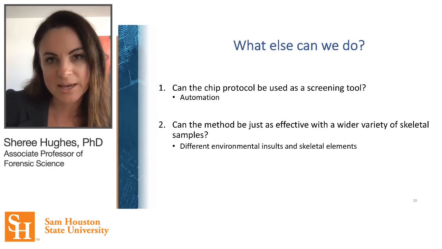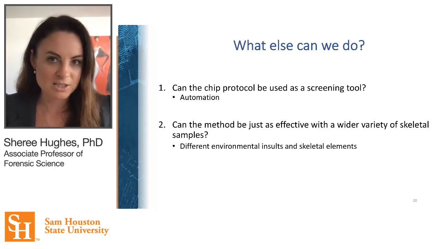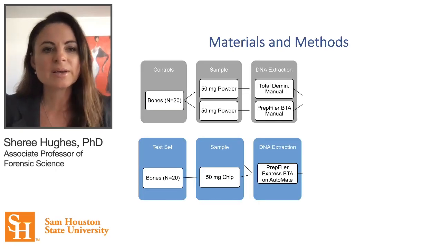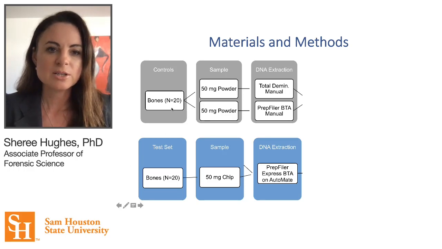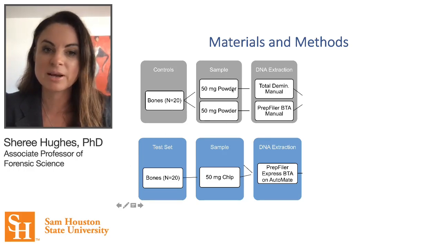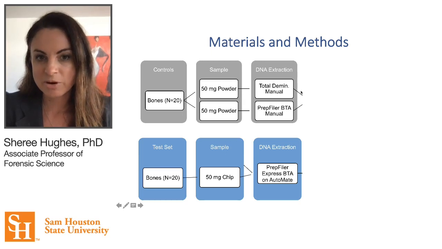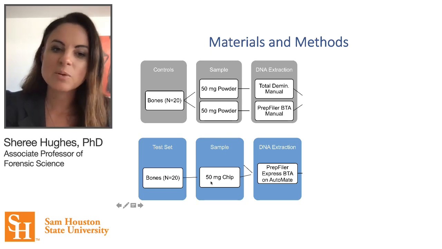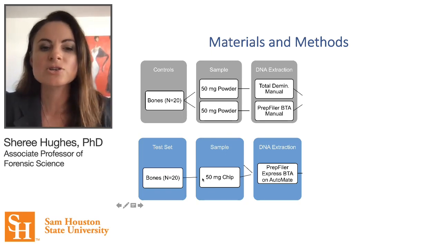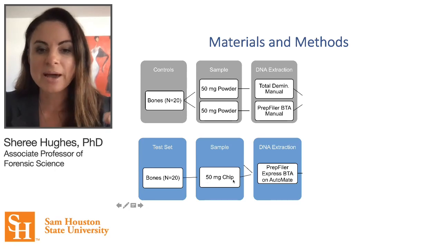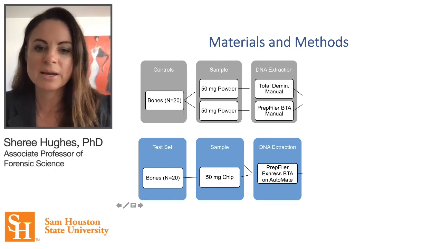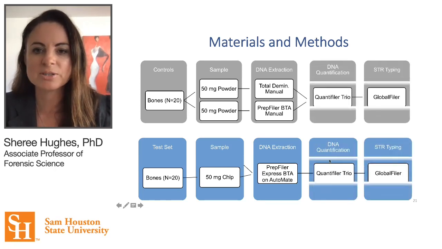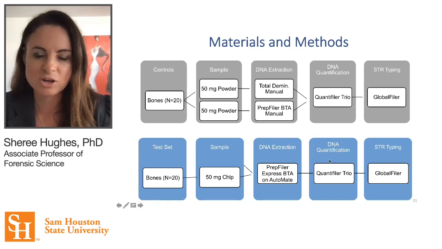Not just your traditional bony elements and your long bones, but any other parts of the body. So we wanted to look at that as well across different environmental insults. So again, we started off with our controls. So we have our powdered controls, our 50 milligram samples, that were processed either with our total demin method or our prep filer BTA method manually. Then we wanted to look at, okay, our screening method is using a very quick 50 milligram chip, no powdering, straight onto the Automate Express using the prep filer express chemistry. And then processed the same for our quant and STR typing, of course.